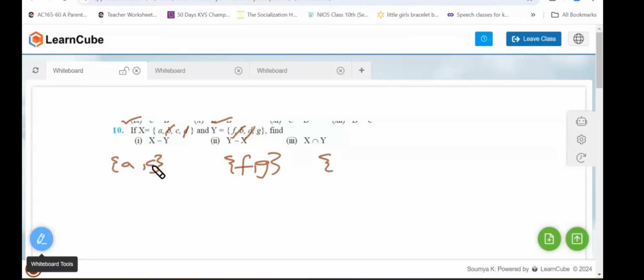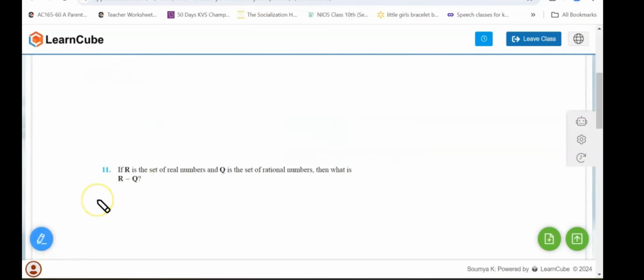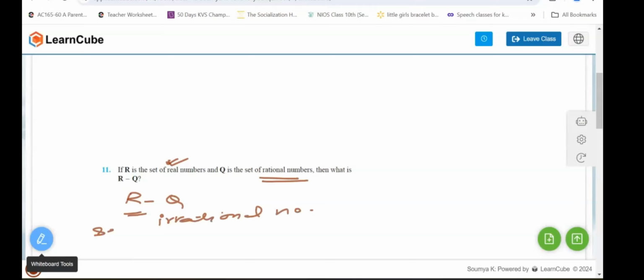Next one is x intersection y. In this, what are the common elements you have? That is B and D. The next question is, if R is a set of real numbers and Q is a set of rational numbers, then what is R minus Q? That means from the real numbers, remove the rational numbers. If you remove the rational numbers, you will be remaining with all the irrational numbers. So the set of irrational numbers will be the solution of R minus Q.